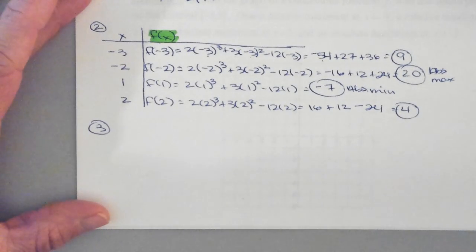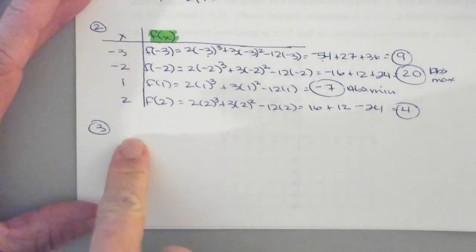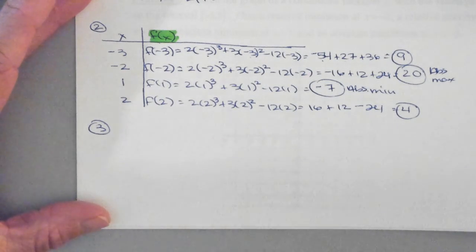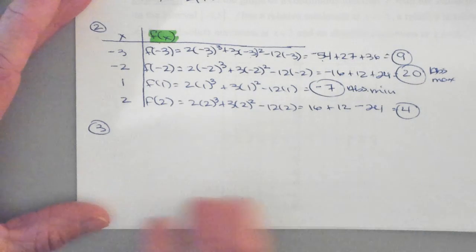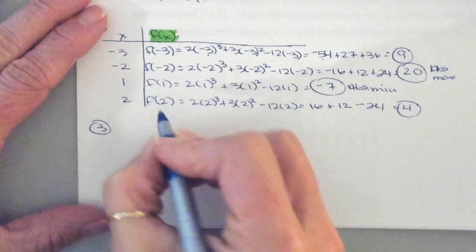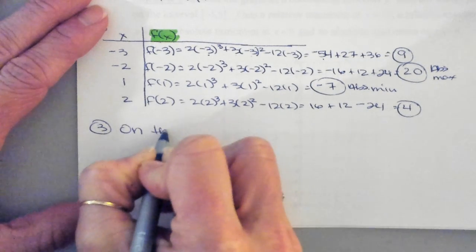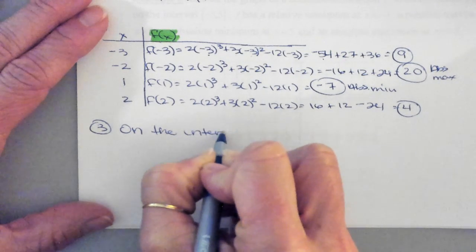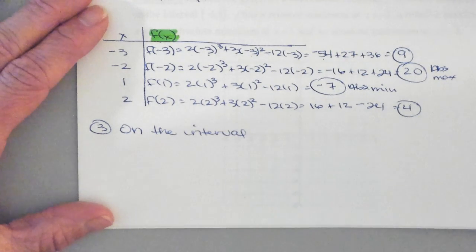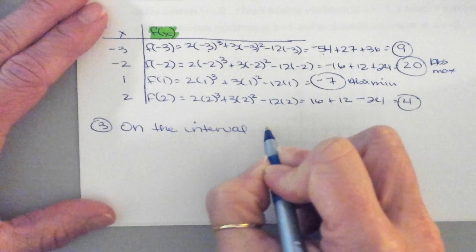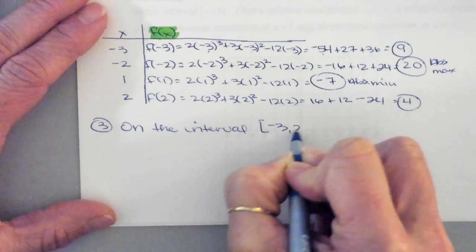In step number 3, which you do not have to number these steps, but it just basically goes from the top. That's where the 1, 2, 3 is coming from. Okay, if you're doing this in a writing prompt or whatever, you can number the steps. It's your call, but you don't have to. The last part is on the interval. Okay, and we're talking about the interval that they gave us from negative 3 to 2.